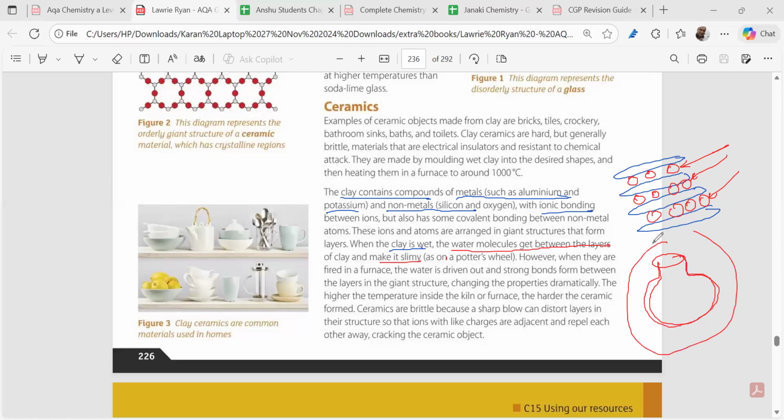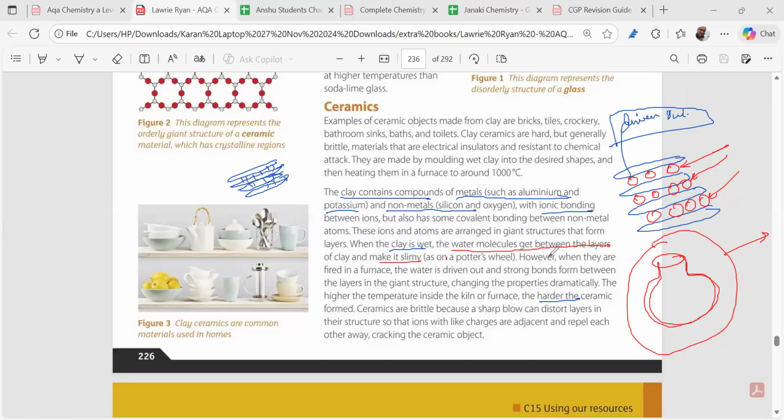after that, we put it in a furnace. When we put it in a furnace, what happens? The water molecules are driven out. This is the thing you have to understand: the water molecules are completely driven out. When the water molecules are driven out, the layers now come closer, and can now exhibit ionic bonds in between the layers, making it much harder.